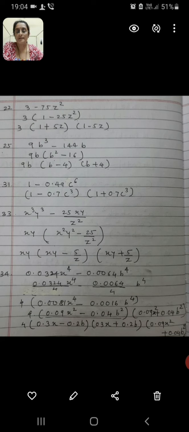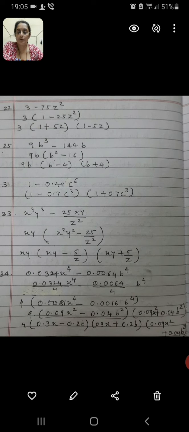Fine. Now this term we got in the bracket is a perfect square. So now we can take the root of this. So root of 1 is 1, root of 25z square is 5z. So once it is positive, once it is negative. 3 will be separate, we keep it as it is, and then 1 plus 5z, 1 minus 5z.